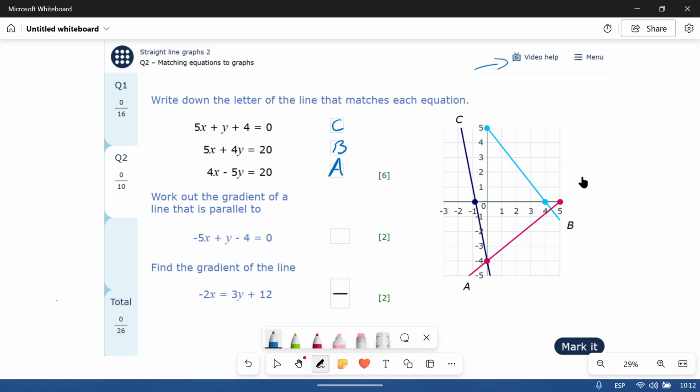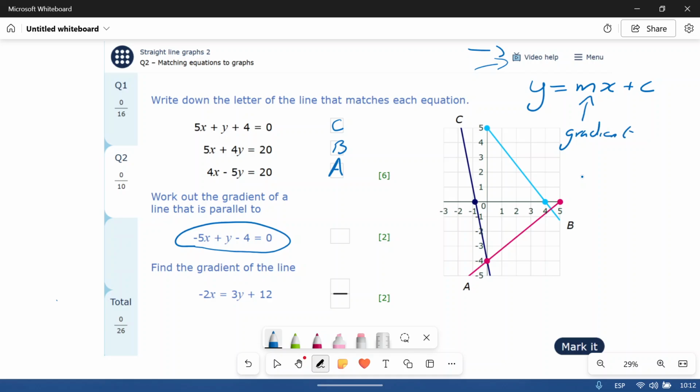Okay, work out the gradient of the line that is parallel. Okay, let's find the gradient of this line. Remember, we always want to write it in the form y equals mx plus c. Watch the video for that. Okay, where m is the gradient.